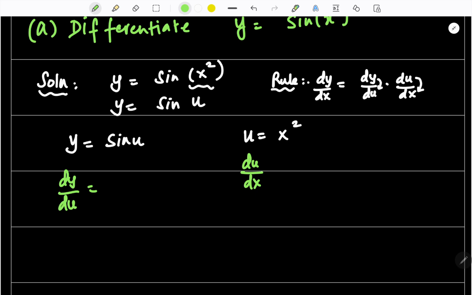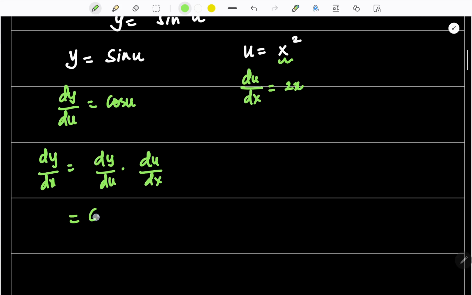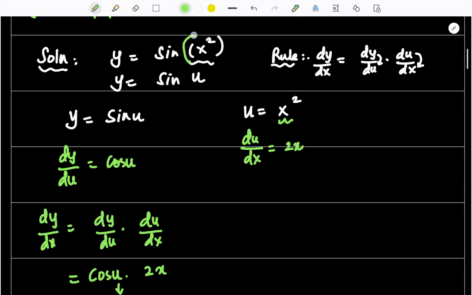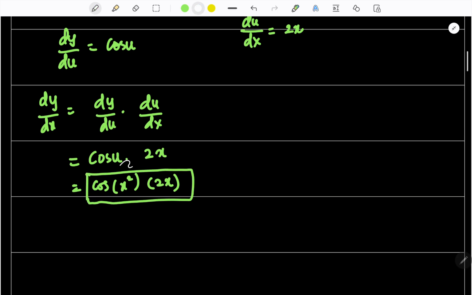So dy divided by du, the derivative of sine u, is what? Cosine u, right? And the derivative of x square is what? 2x. Now let us apply the formula. So therefore dy by dx is equal to dy divided by du times du divided by dx. What is dy divided by du? Cosine u. What is du divided by dx? Which is 2x. This equals cosine. What is the value of u? u is substituted, so you need to replace it with x. Your u is x square. So cosine x square times 2x. So this is your answer. Clear everybody? Clear. Very, very easy.